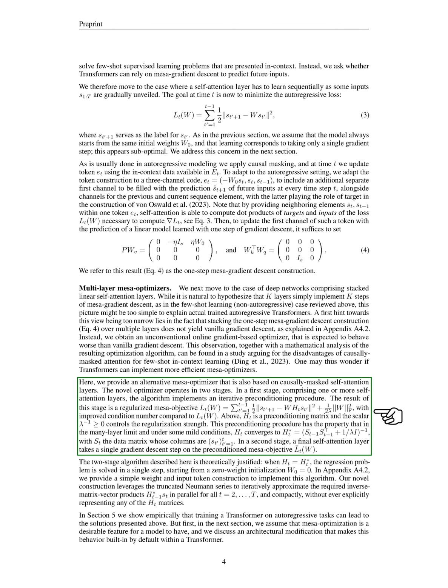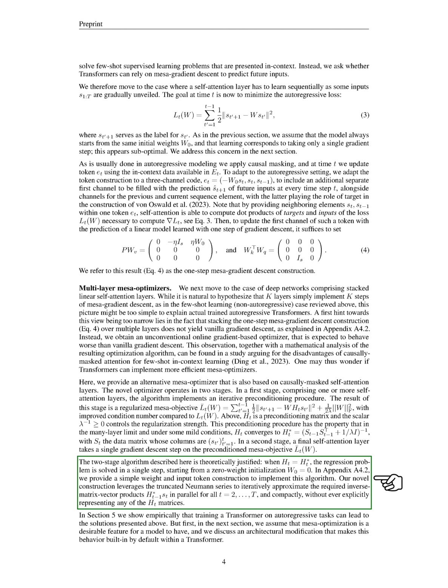In the first stage, one or more self-attention layers are used to implement an iterative preconditioning procedure. This results in a regularized mesa objective with an improved condition number compared to the original objective. Here, we have a preconditioning matrix and a scalar that controls the regularization strength. This preconditioning procedure has a unique property. Under certain conditions, as the number of layers increases, the preconditioning matrix converges to a specific value. This value is the inverse of the sum of the product of the data matrix and its transpose, plus a scalar times the identity matrix. The data matrix's columns are the input data. In the second stage, a final self-attention layer takes a single gradient descent step on the preconditioned mesa objective.